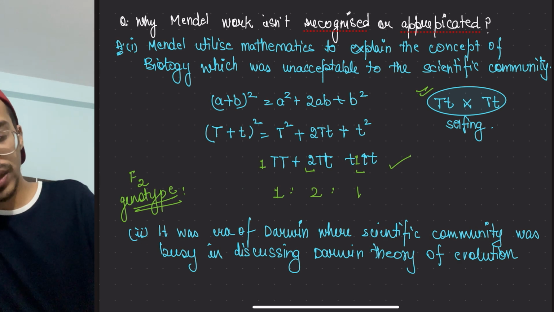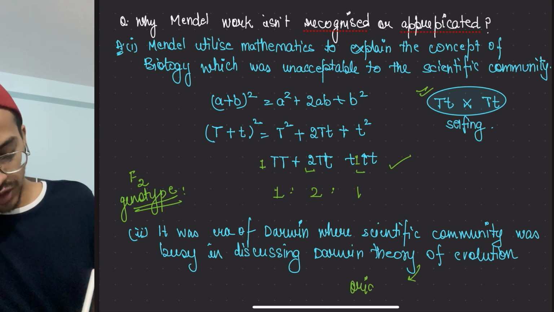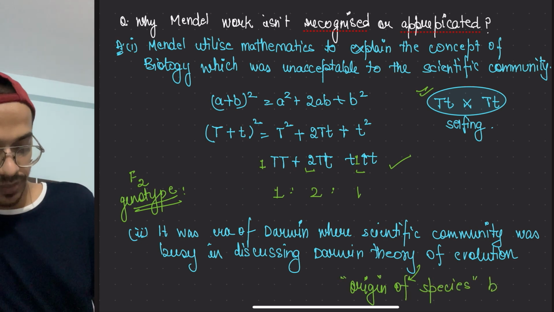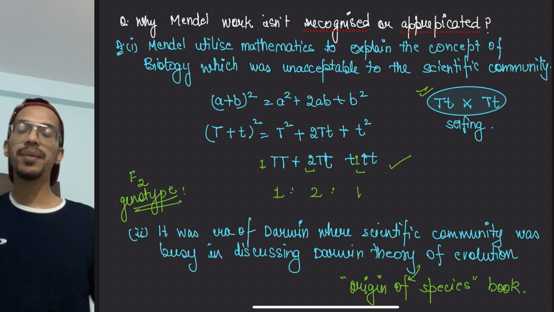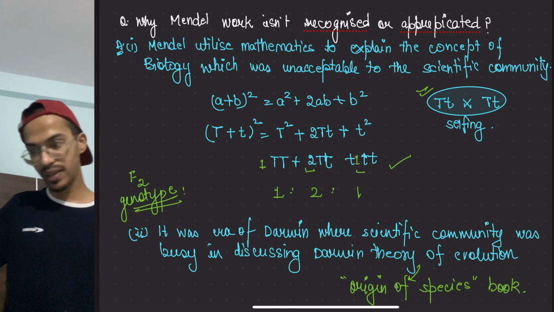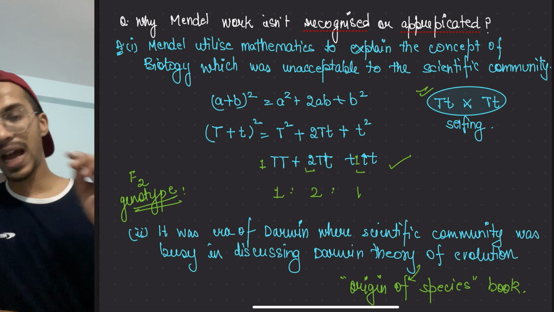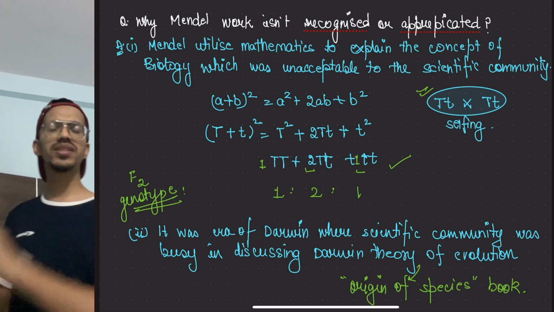Which book he wrote it, we learn about it later, but the concept was what? Origin of Species. Origin of Species was the book where he explained what he had witnessed and seen. Okay, so these were the two problems that were there. Now let's just see that.